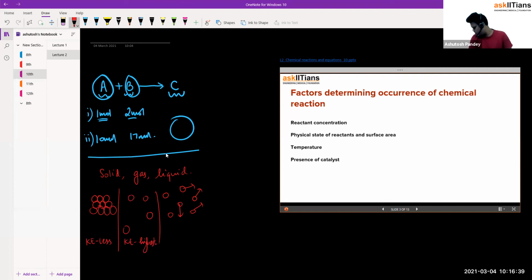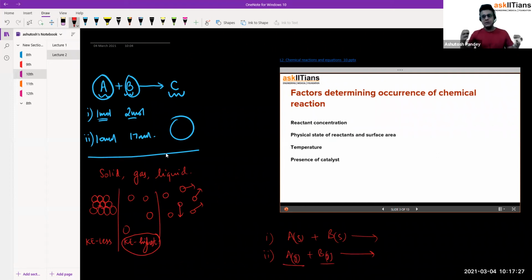Since gaseous form has the highest kinetic energy, whenever they are going to interact with each other, let's say A solid is interacting with B solid in the first case, and in the second case A gaseous is reacting with B gaseous. In which of these two cases will the chemical reaction be easier to occur? In the gaseous phase. Why? Because when the reactants are in gaseous phase, there'll be more interaction.